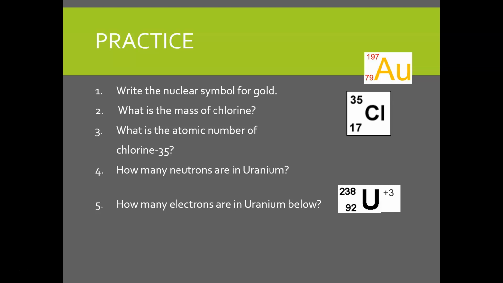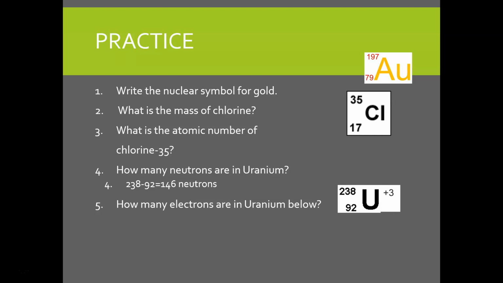Question 4 asks you how many neutrons are in uranium. So you find uranium on your periodic table, and you see that its mass is 238, and you subtract the atomic number, which is 92, and you find out that it has 146 neutrons.